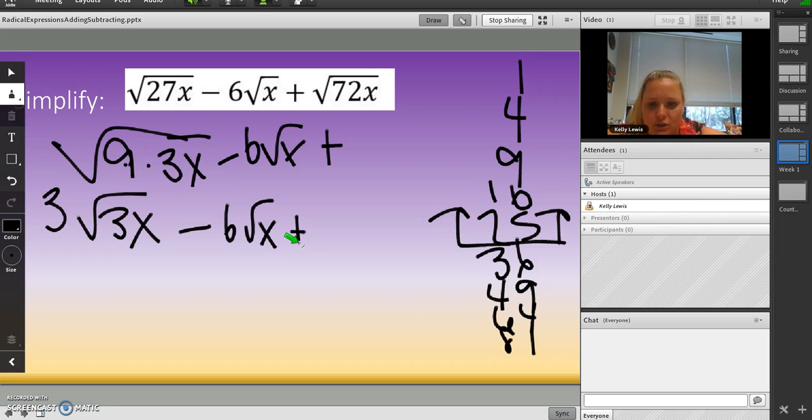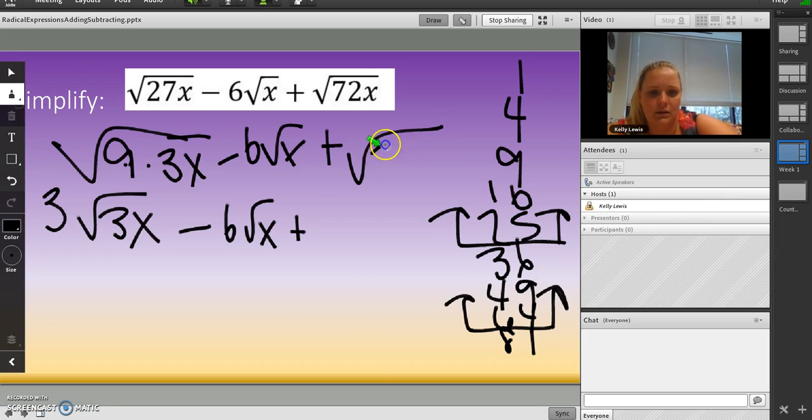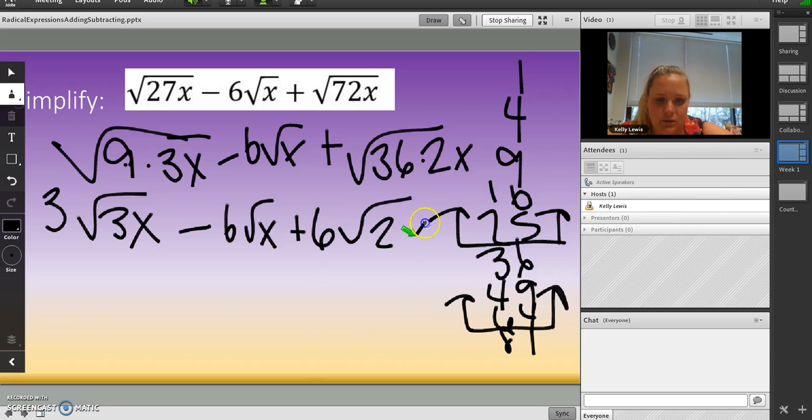All right, 72 happens here. I'm going to do 72 divided by 64, decimal. 72 divided by 49, decimal. 72 divided by 36, oh, it works. 36 times 2x. So the square root of 36 is 6, and then the square root of 2x.